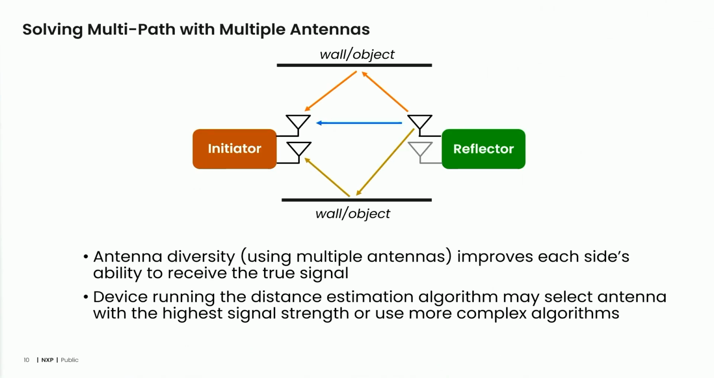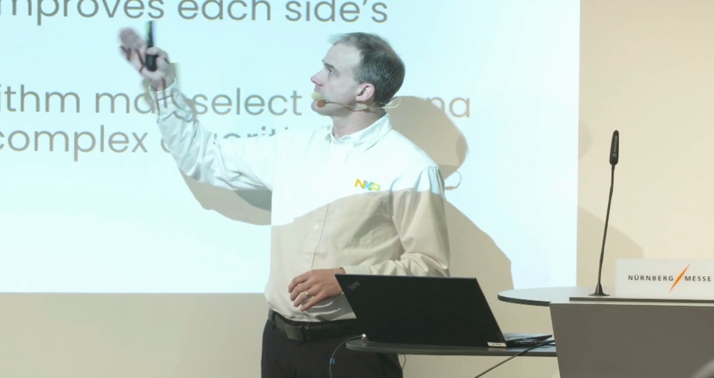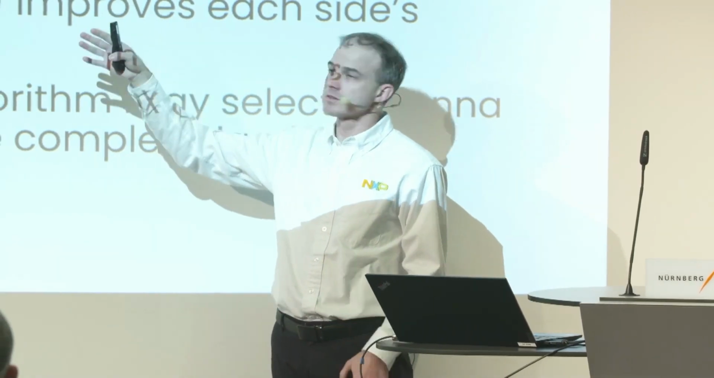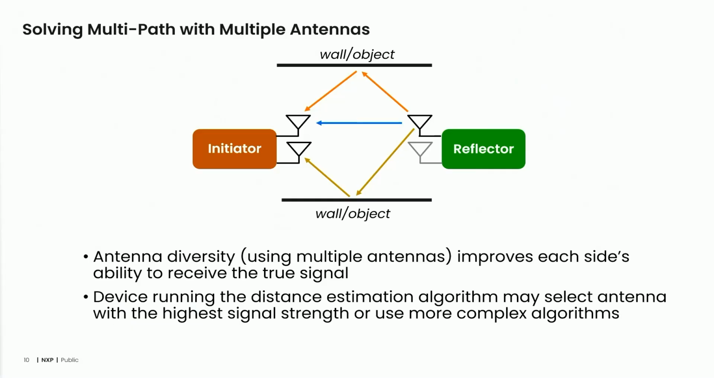Well, one of the best ways is through multiple antennas. And this is what we call antenna diversity. I'll use those terms interchangeably, but in a lot of the papers you'll see they call it antenna diversity. So if we had two antennas on the initiator that's receiving the reflected signals, the first antenna at the top is actually getting most of that blue signal. The signal strength of the blue signal is maximized by the top antenna, and the second antenna is receiving most of the reflected signal.